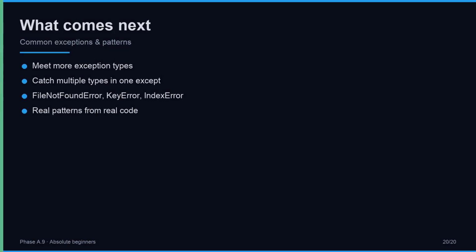Next lesson we widen the toolbox. You meet more exception types you will see constantly: file not found error when a file is missing, key error when a dict lookup fails, index error when a list position does not exist. You learn to catch several types in one except block using a tuple. And you see real patterns from real code, validate input, retry on failure, default gracefully. The vocabulary grows. More types next.